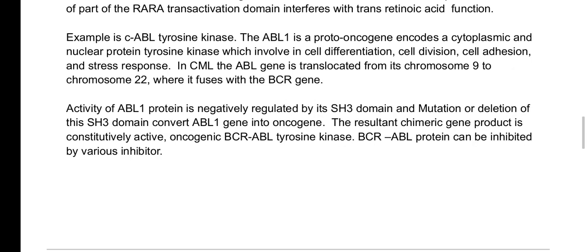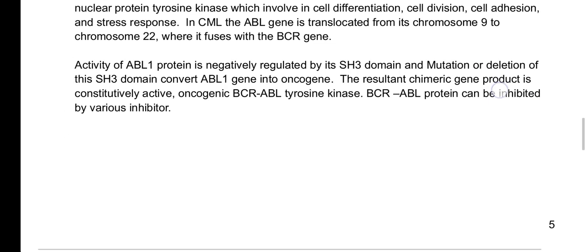Another example is C-ABL tyrosine kinase. ABL1 is a proto-oncogene and encodes a cytoplasmic and nuclear protein tyrosine kinase, which is involved in cell differentiation, cell division, cell adhesion, and stress response. In CML, the ABL gene is translocated from its chromosome 9 to chromosome 22, where it fuses with the BCR gene.